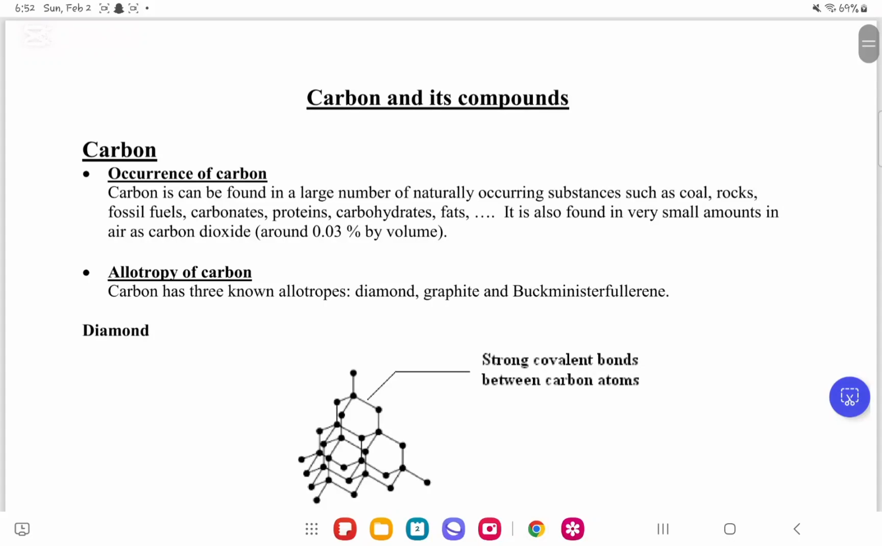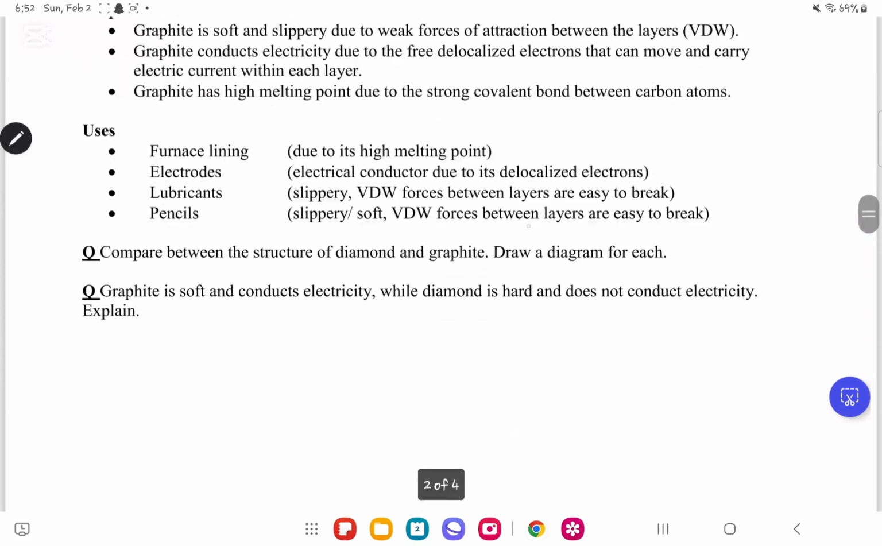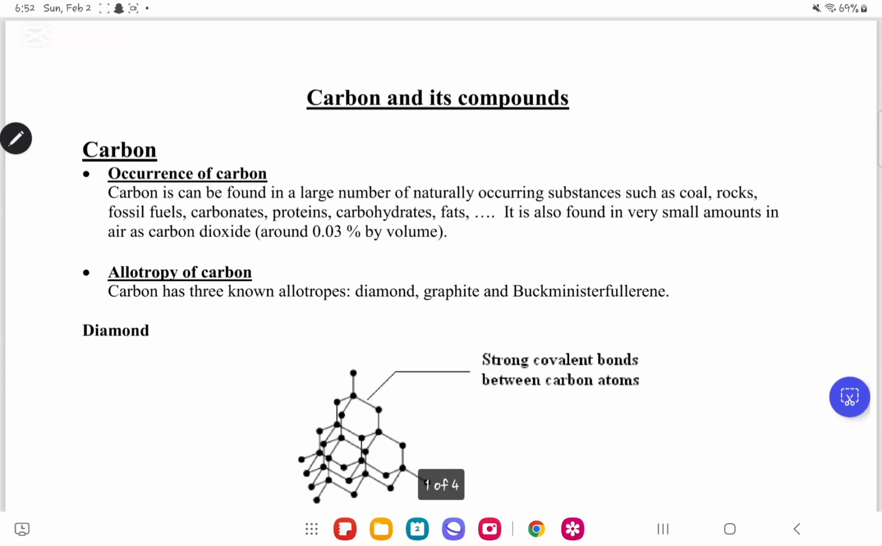So today I'll be explaining the carbon topics, okay? This is only 4 pages and there are no CQDs, so I'm gonna do the carbon topics explanation and I'm gonna open the CQDs and answer them. So first, carbon and its compounds.